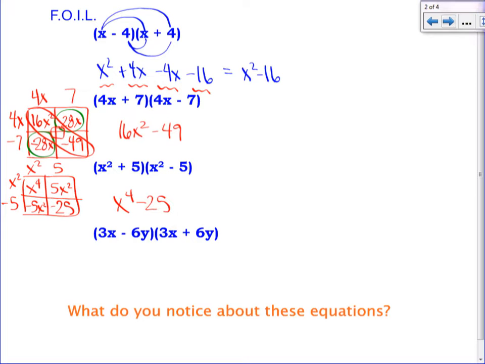And the last one, 3x minus 6y and 3x plus 6y. 9x squared.